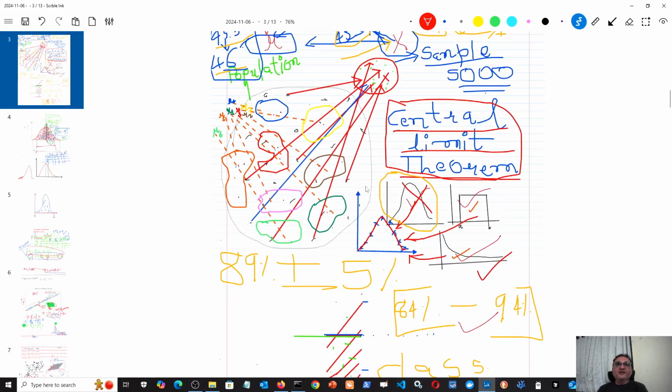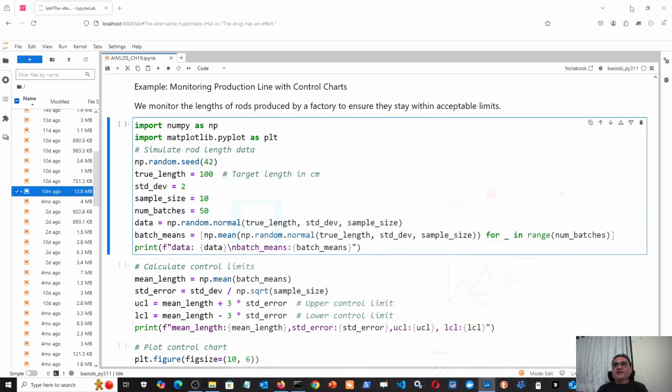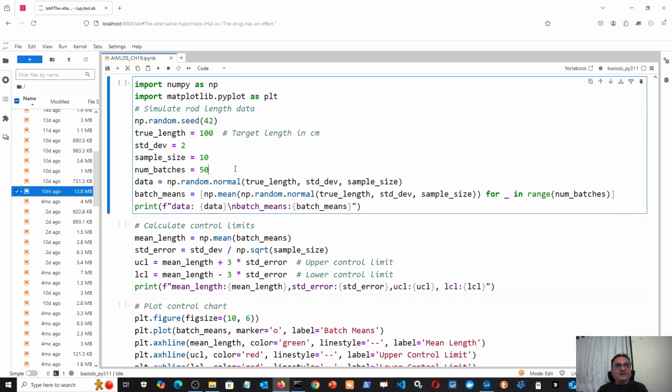Yes, this is how we do it. Suppose these are those 0.1 million rods, from which I have taken 50 batches. Each colored small bubble is a batch, and in each batch there are 10 rods. So you take such 50 batches and find the length of those 10 rods. You are doing that kind of sampling, with a sample size of 10 and 50 such batches.